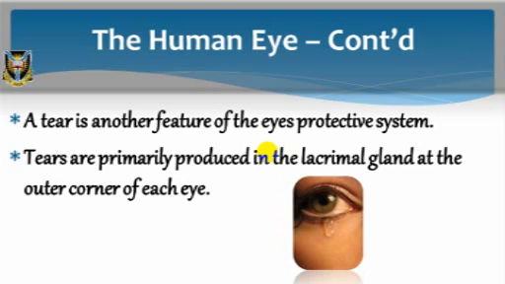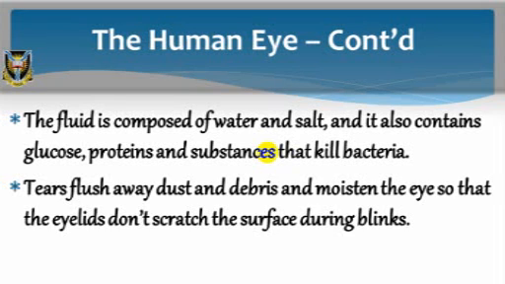Tears are primarily produced in the lacrimal glands at the outer corner of each eye. The fluid is composed of water and salt, and it also contains glucose, protein, and substances that kill bacteria. Tears flush away dust and debris and moisten the eye so that the eyelids don't scratch the surface during blinks. When we cry in response to emotional events, the composition of these tears is somewhat different.